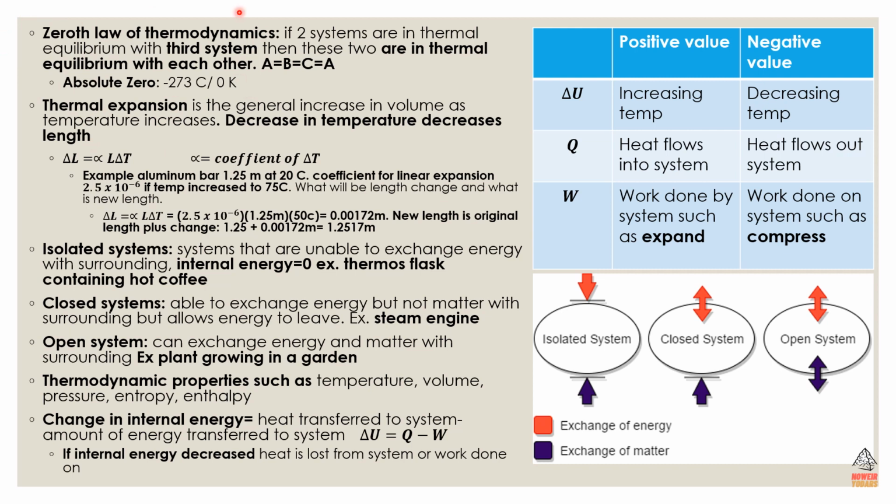So just to recap our information, the zeroth law of thermodynamics states that if two systems are in thermal equilibrium with a third system, these two systems are in thermal equilibrium with each other. So A equals B and B equals C, so C is equal to A. So everything is in thermal equilibrium with each other. And remember, the third law of thermodynamics is absolute zero, which happens at negative 273 Celsius or 0 Kelvin.